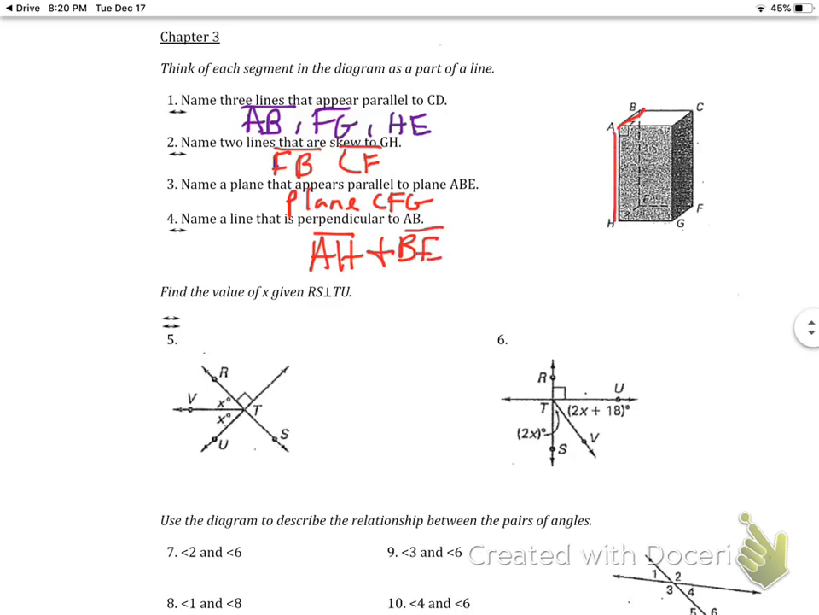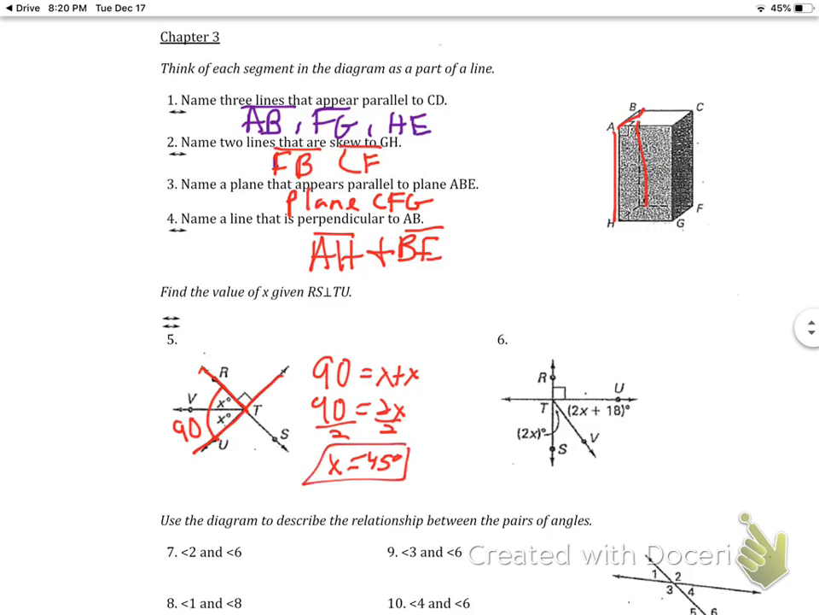So forming the right angle with those. Now it says find the value of x given the fact that RS is perpendicular to TU. So we see here that we have our right angle. So that means we know this side over here also has to be 90 degrees. Since we have 2 angles adding up to 90 degrees, that's x plus x, which gives me 90 degrees equals 2x. We know if we divide by 2, x equals 45 degrees.